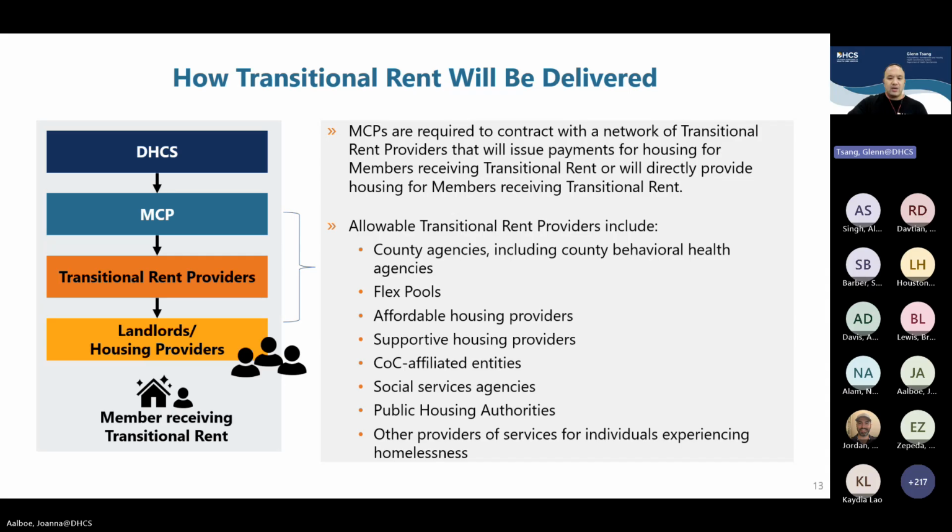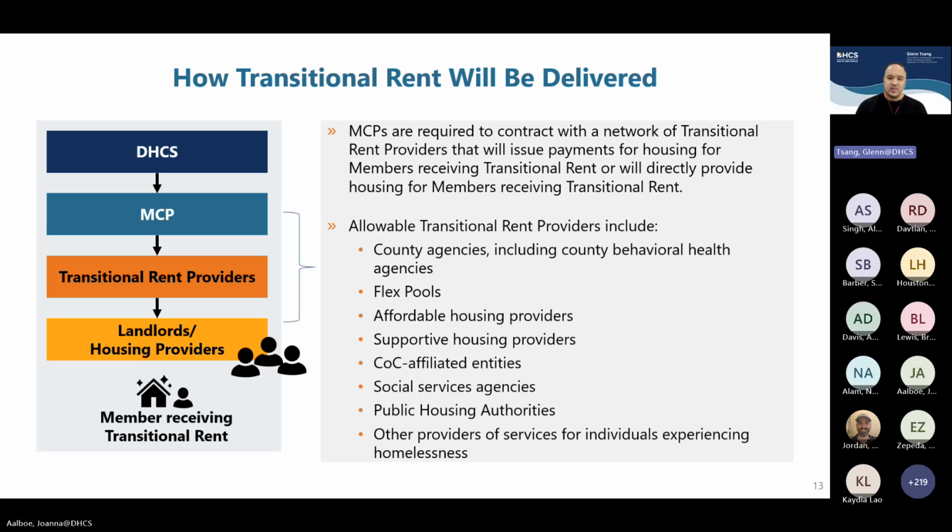Okay, so how transitional rent will be delivered. This slide is a depiction of those involved in the delivery of transitional rent. Medi-Cal managed care plans, you'll hear me call them MCPs for short, must contract with transitional rent providers to administer transitional rent. MCPs cannot administer payments directly to landlords themselves. This will be done through contracted providers.